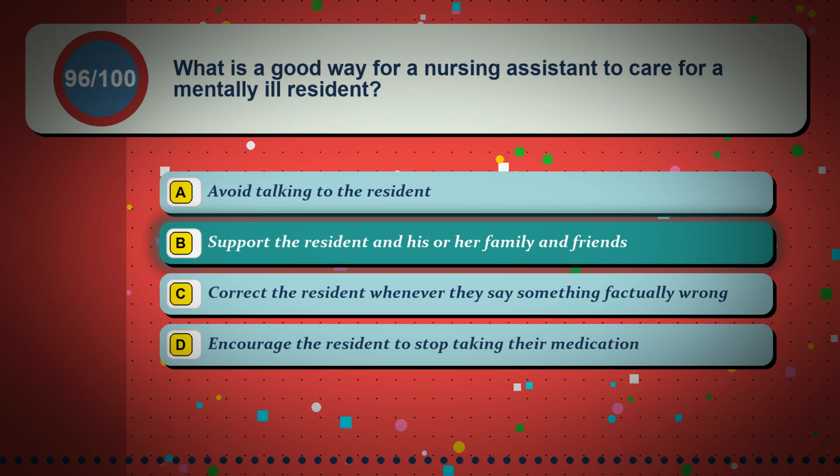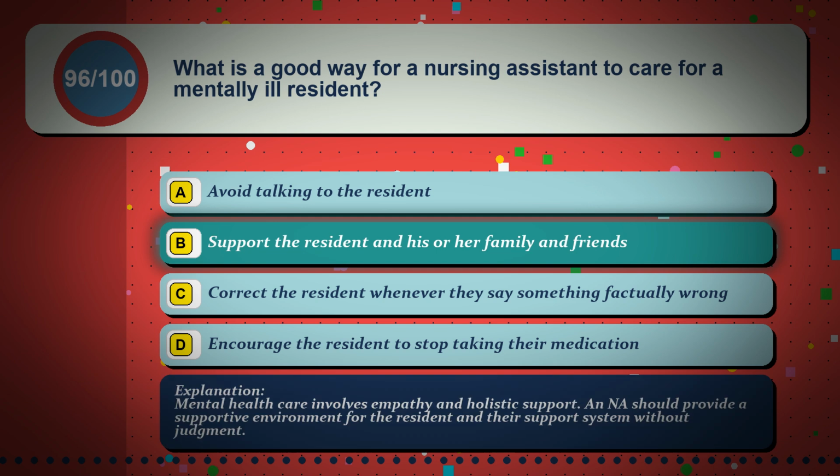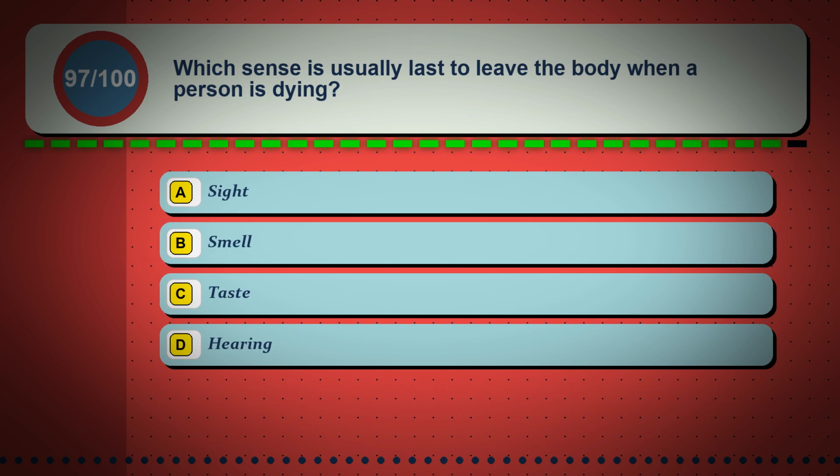The correct answer is option B. Support the resident and his or her family and friends. Mental health care involves empathy and holistic support, and the NA should provide a supportive environment for the resident and their support system without judgment.